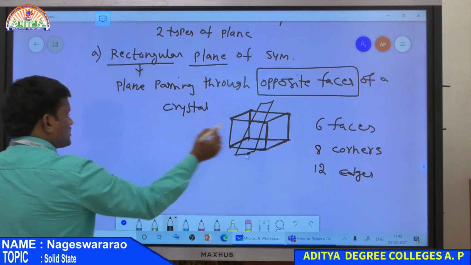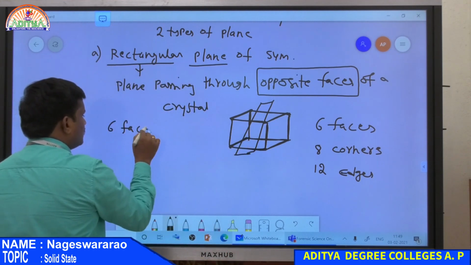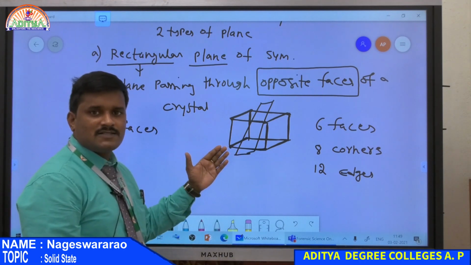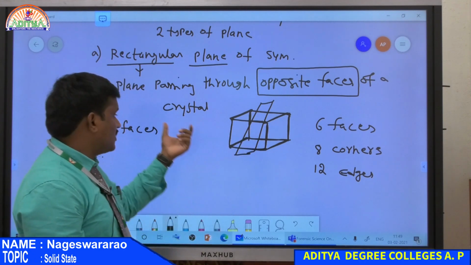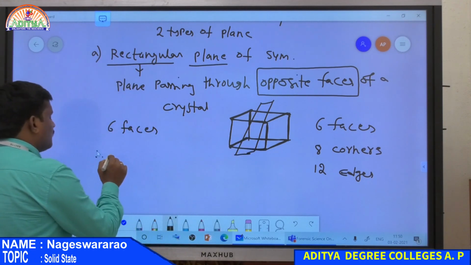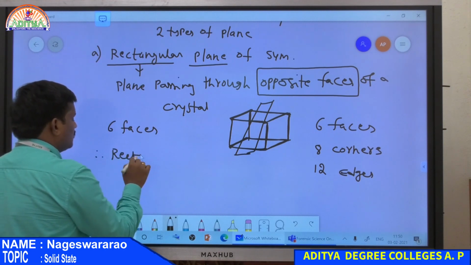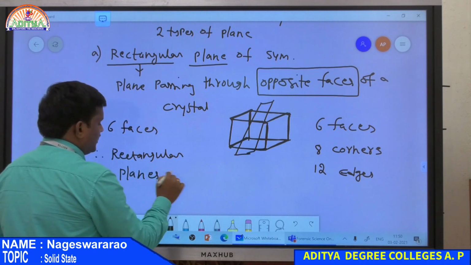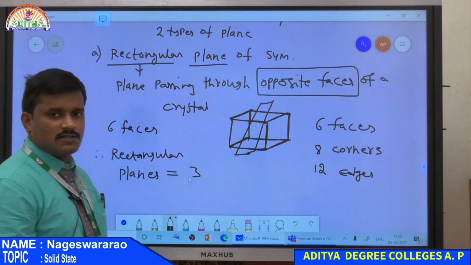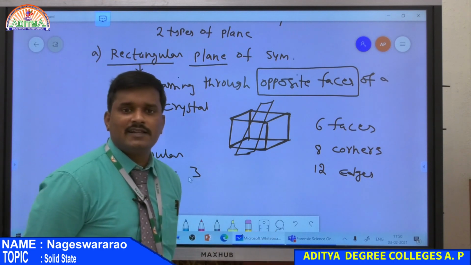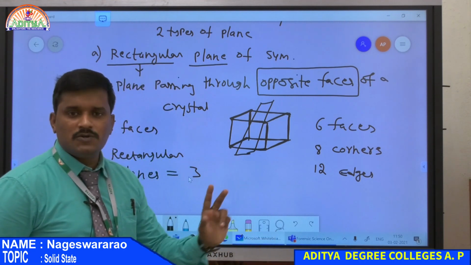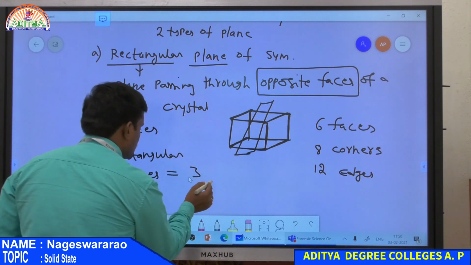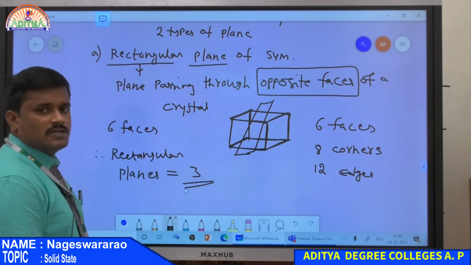So each crystal having 6 faces, therefore how many rectangular planes? Each plane is passing through two opposite faces. So there are 6 faces, therefore the total number of rectangular planes is equal to 3, because there are 6 faces, therefore there exist 3 rectangular planes, all passing through 2 opposite faces. So 6 faces means there are 3 rectangular planes. So this is about rectangular plane of symmetry.